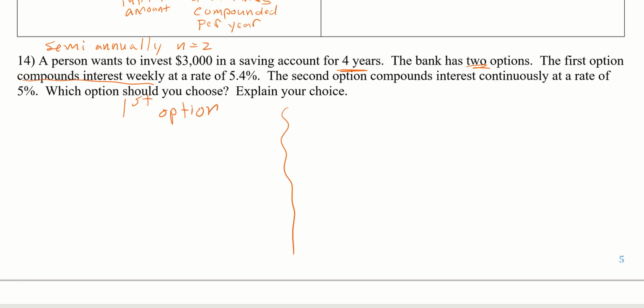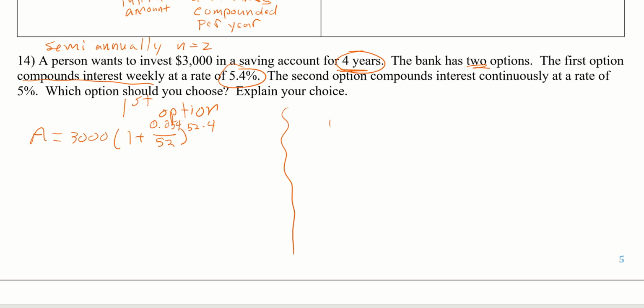So compounded weekly, we did $3,000. This is going to be 1 plus the rate over, in this case, weekly, which is 52. And the n value up here is 52 times 4 years. And here's our rate right there at 5.4%, but as a decimal, it's 0.054. And then this is going to be A.